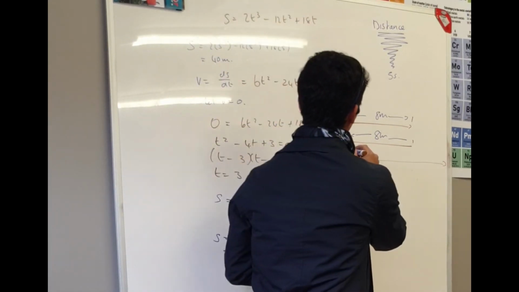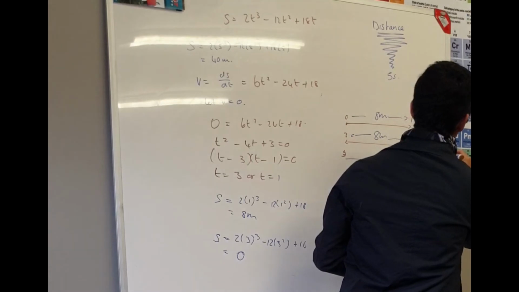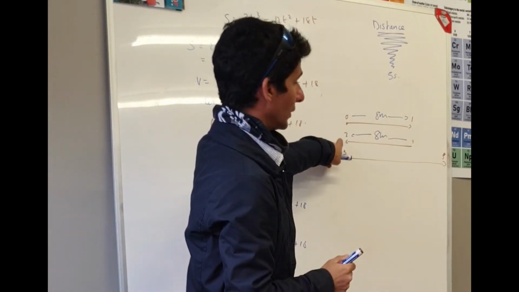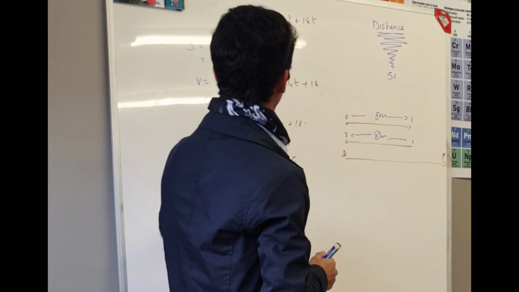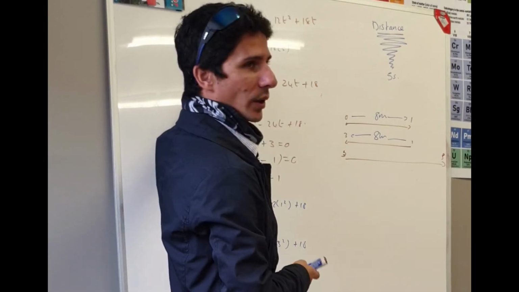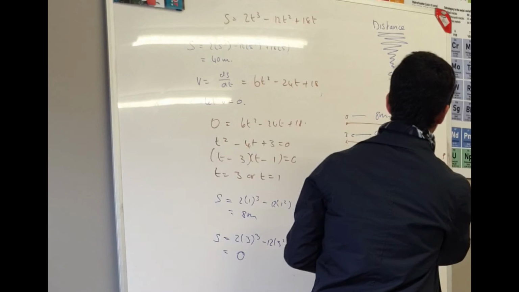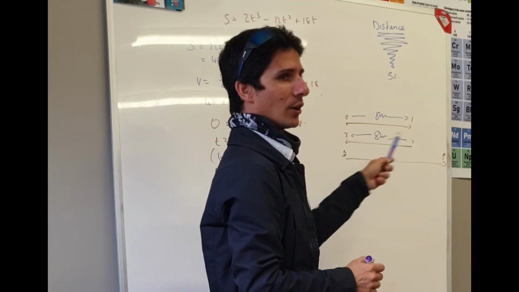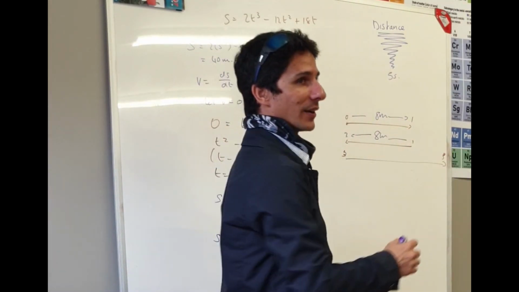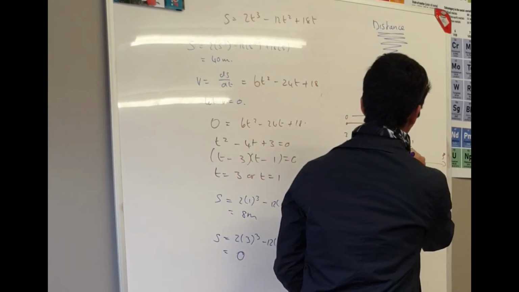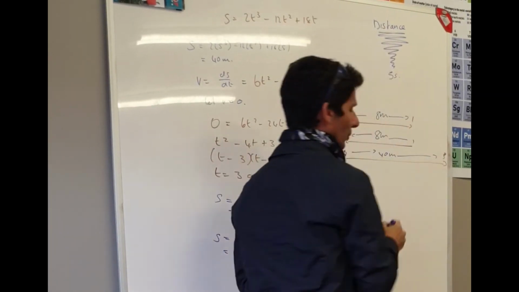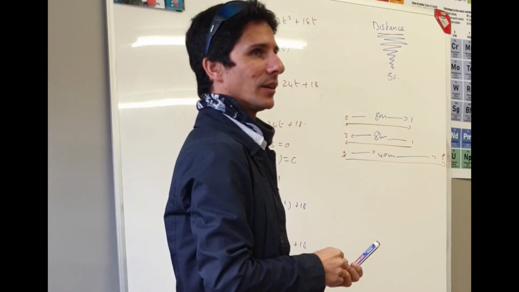So here's from 3 to 5. I'm at 0 at the moment. After 5 seconds, we actually calculated it already. Where was I after 5 seconds? I was 40 meters away. So how far, if I started at 0, did I have to travel to get 40 meters away? Well, I have to walk 40 meters to get there.